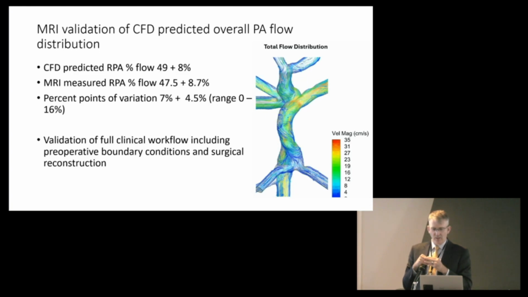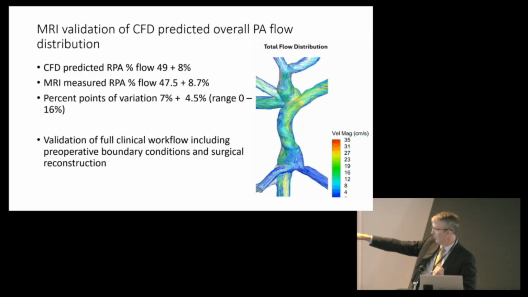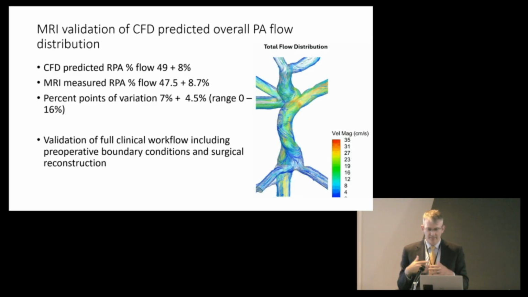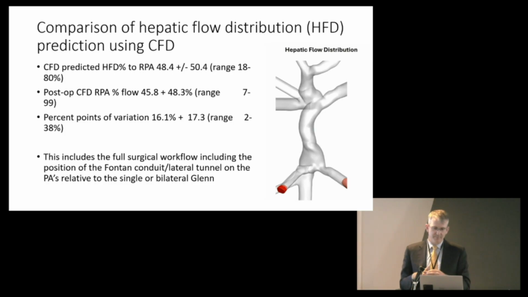And in our cohort, the flow simulation, the computational fluid dynamics, predicted 49 plus or minus 8%. The MRI measured 47.5%, and the percentage based on each patient was 7% plus or minus 4.5%. So with 93% accuracy, we're able to predict the flow balance in these patients after surgery. So this has really been a wonderful validation of this approach.